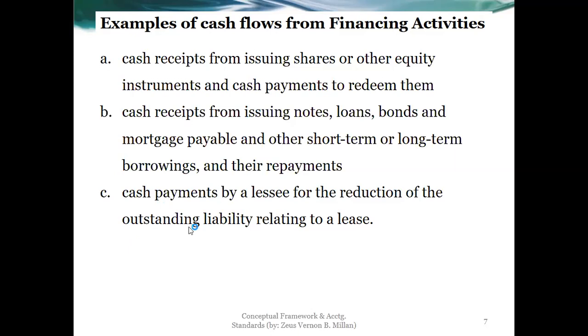Next, for letter C, this is for a lease contract. If you say a lease contract, it's like a rent. We are allowed to make use of certain premises of a certain owner of a property, and then we are going to make payments in the form of lease or rent. So cash payments by a lessee for the reduction of the outstanding liability relating to a lease will be part of financing. This is something that has to do with a finance lease normally.